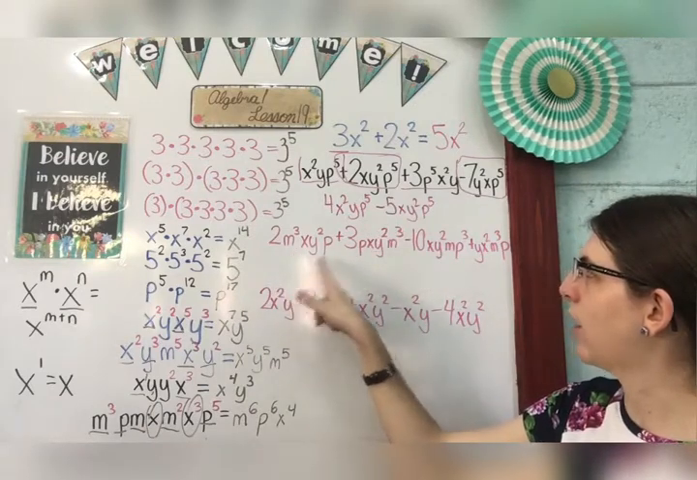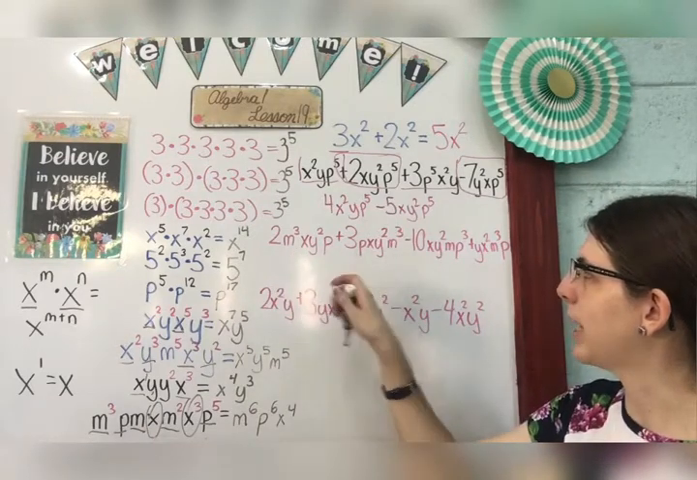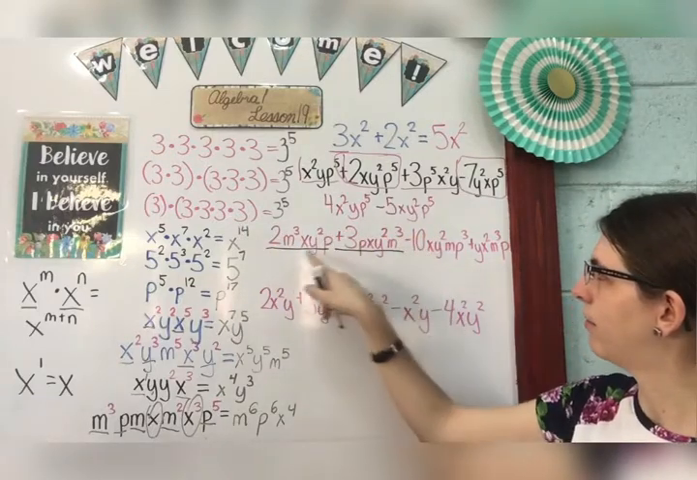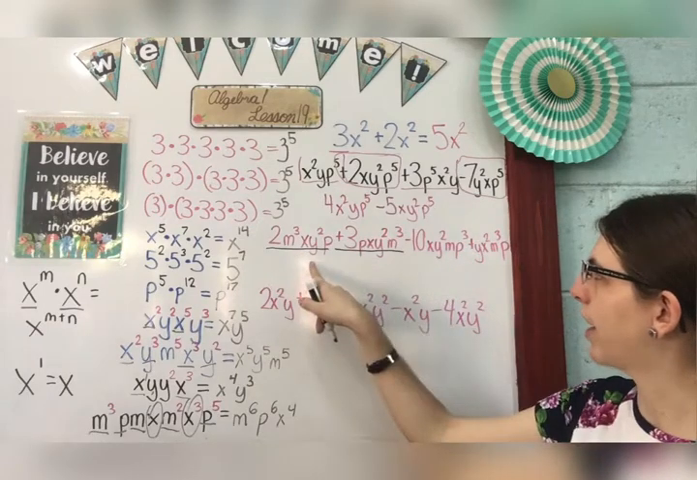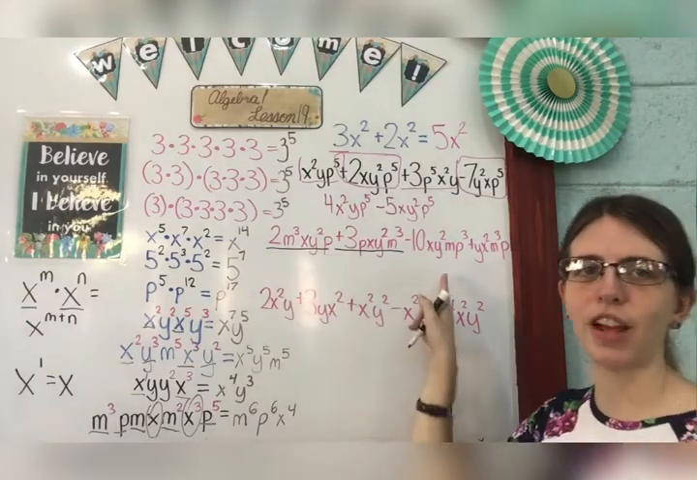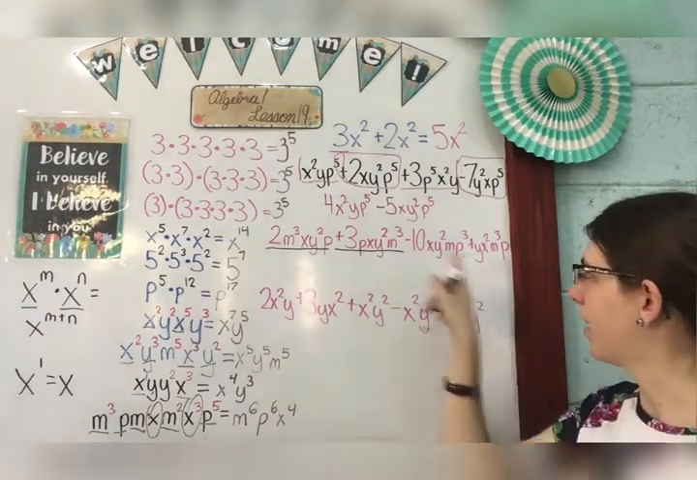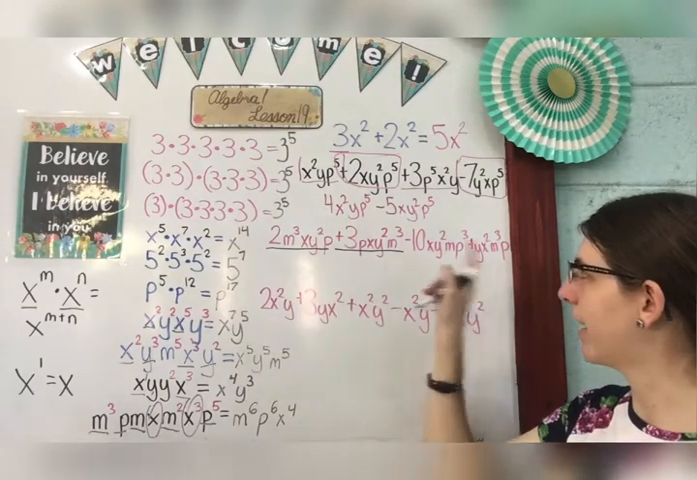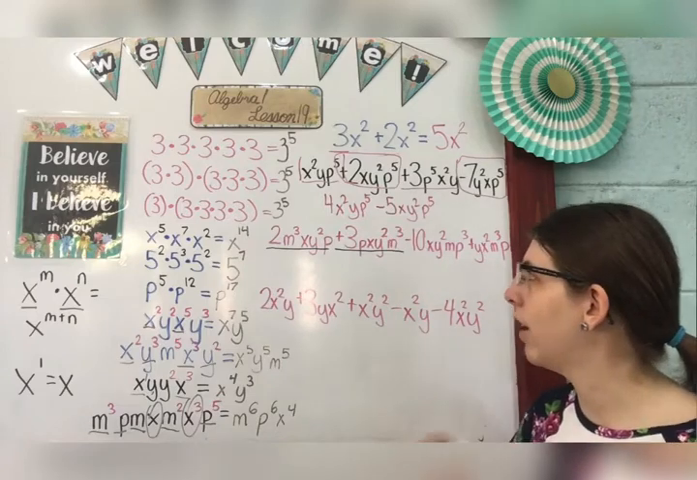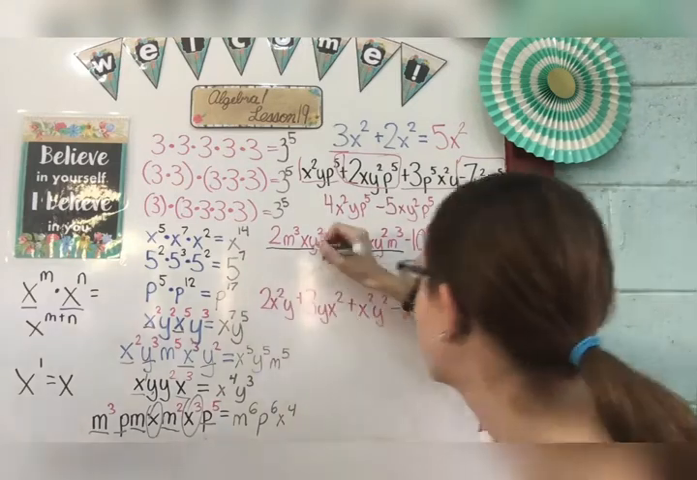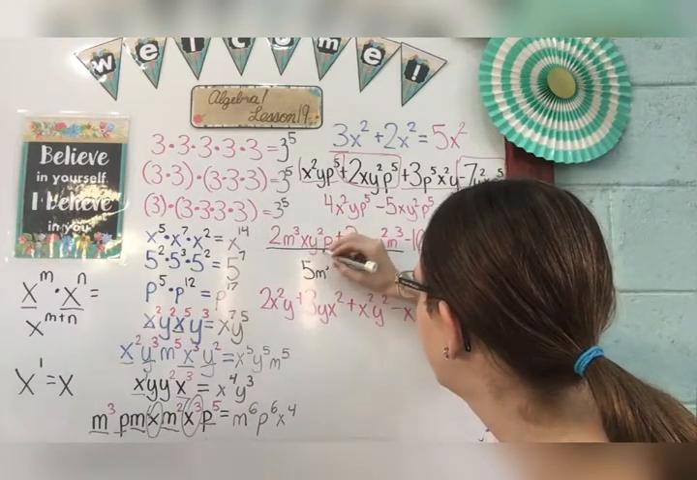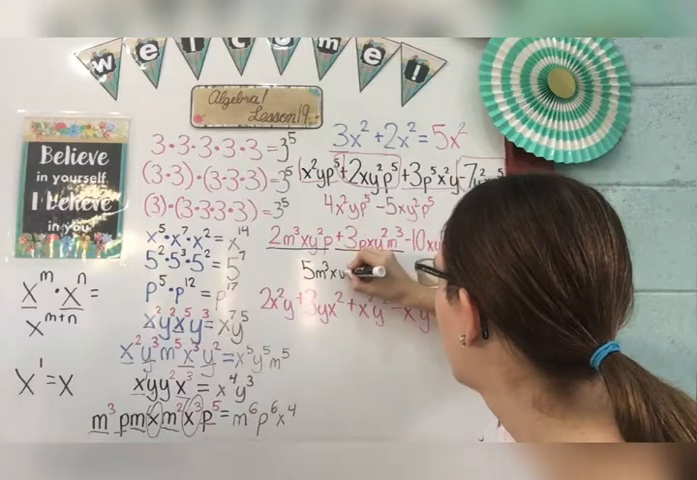m^3, x, y squared, p, p. All right, these two are like terms. X, y squared, m^3. Uh-oh, not like terms because their exponents don't match. Y squared. Okay, not like terms, their exponents don't match. So only these two are alike for this first part. So I combine 3 plus 2 is 5. So I have 5m^3xy squared.